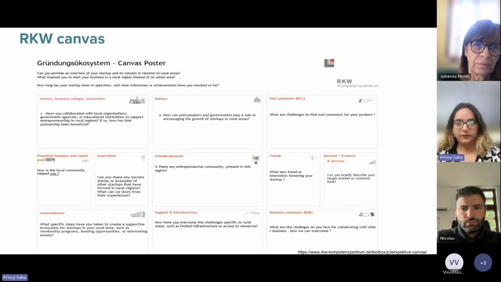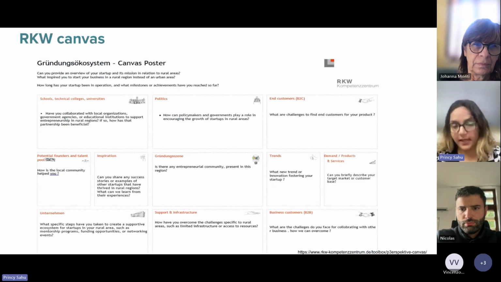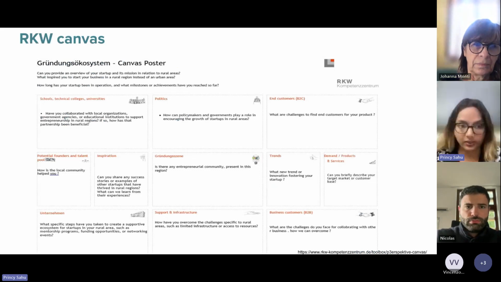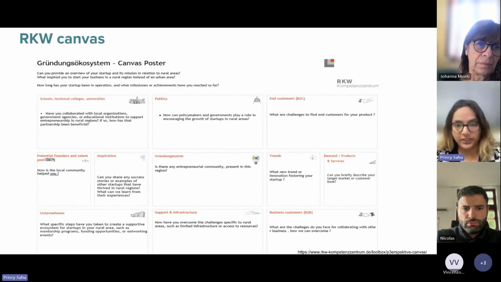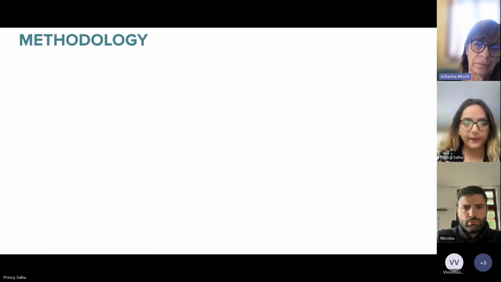So basically, this is the canvas. If you remember, I asked you different questions. They were very elaborated questions. So those questions were generated out of this canvas as well. So this is basically the entrepreneurship ecosystem canvas. It gives you an idea like what all things are needed in each sector. You can see here that we have some terminologies like school, technical college, universities. One box is about trends, one box is about politics, and all the questions that were asked in the interview were dependent on these regions or areas.